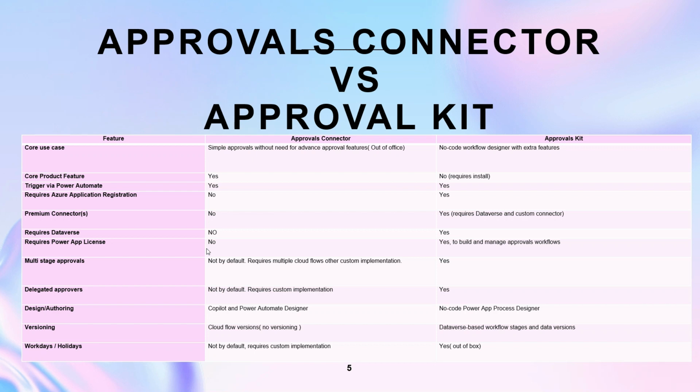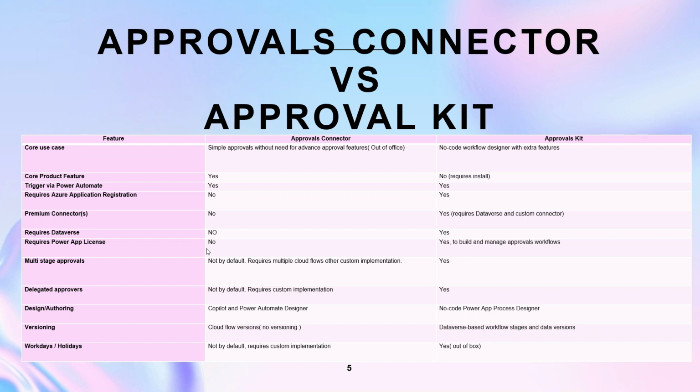Third is delegated approval. The delegated approval feature is also there in approval connectors, but again, a lot of custom implementation is required in the case of approval connectors. But in the case of approval kit, no such customization is required. You can easily delegate approval in the case of approval kit.